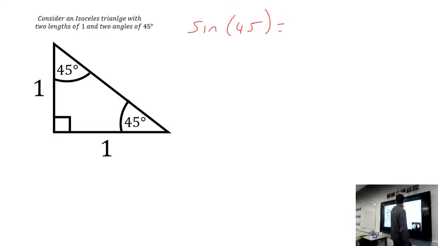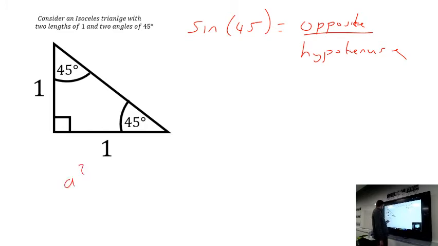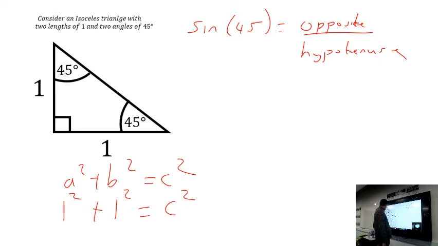This is equal to opposite over hypotenuse. So we have the opposite, which is 1. So we need to work out what the hypotenuse is. So we're going to use Pythagoras. a squared plus b squared is equal to c squared. a is 1, so 1 squared. b is also 1 squared. And we can work out what c squared is. So this is going to be 1 squared plus 1 squared, which is 2. So c squared is equal to 2.